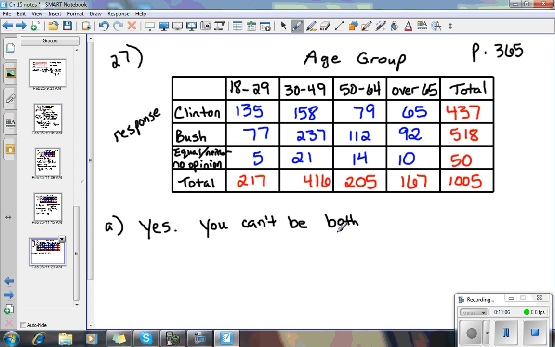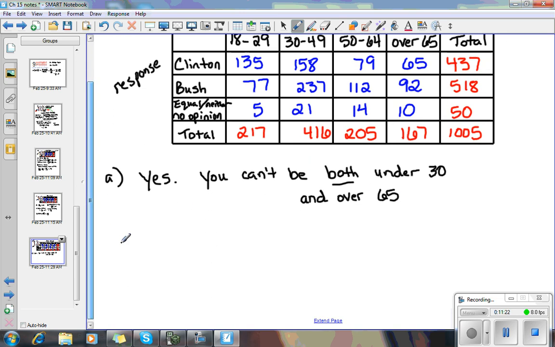you can't be both under 30 and over 65. All right? So they are disjoint. Remember, disjoint means no outcomes in common. So it's impossible to be both. You can't overlap under 30 and over 65.